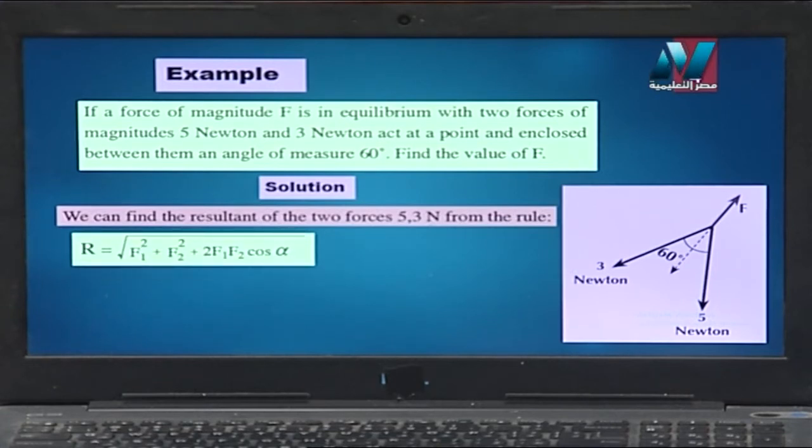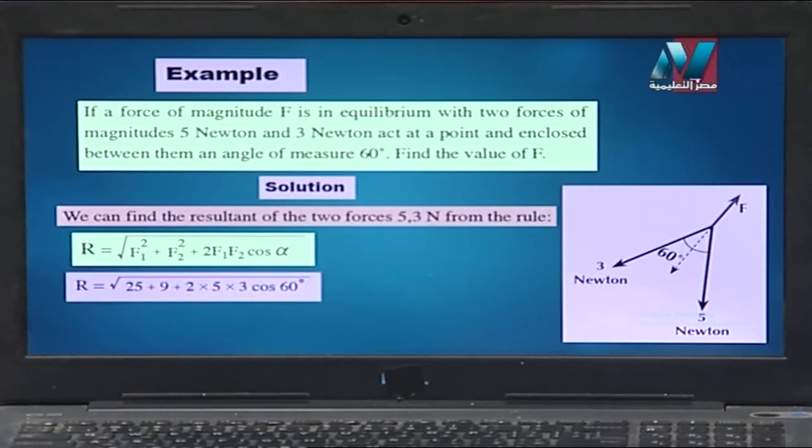R equals square root of F1 power 2 plus F2 power 2 plus 2 F1 F2 cosine alpha. And we will substitute. We have here F1 equal 5, so R power 2 equals 25 plus 9 plus 2 multiplied by 5 multiplied by 3 and cosine alpha, which is cosine 60.